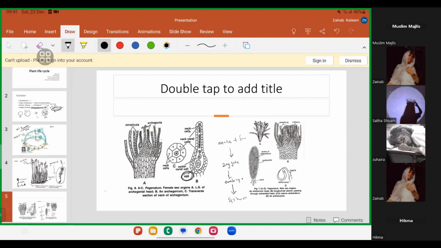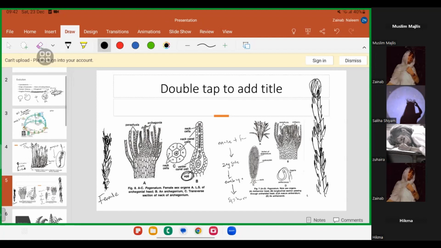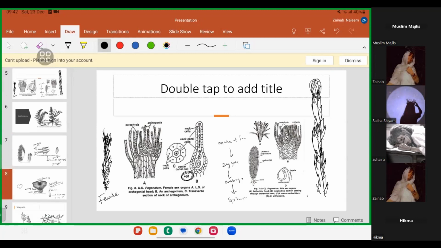If you have a Pogonatum like this, we call it a female Pogonatum, so a female gametophyte, and you have a male Pogonatum, and in the apex only you will develop the antheridia and archegonia. So if it's a female plant, you will develop archegonia, and it is covered by these things. And if it's a male plant, you will develop antheridia. So those are in two different individual plants. So it is called dioecious. If it's monoecious, both sexes are in the same plant.